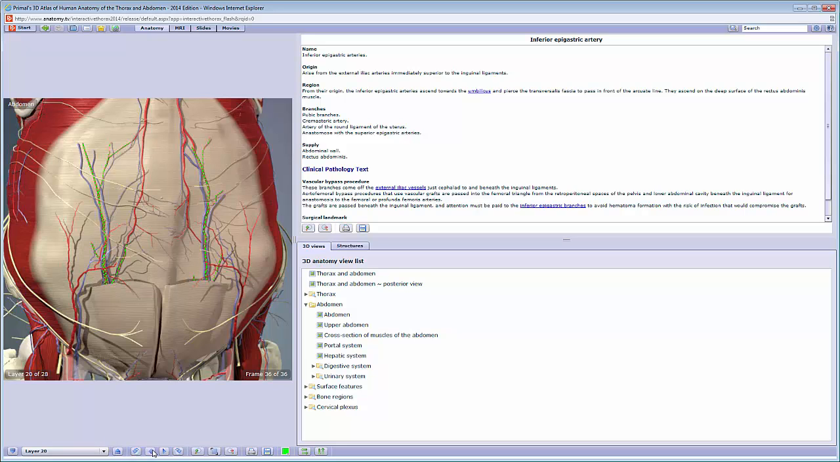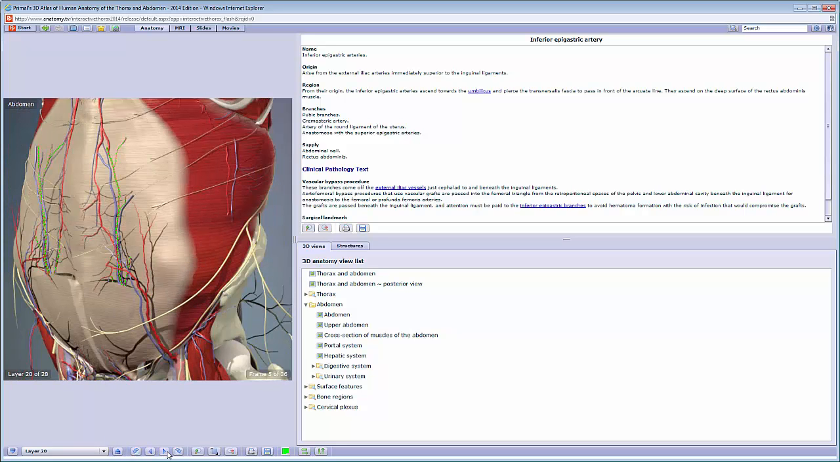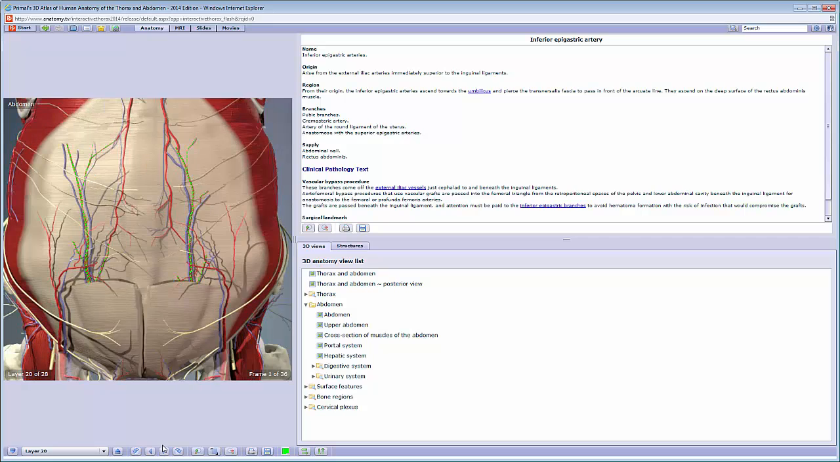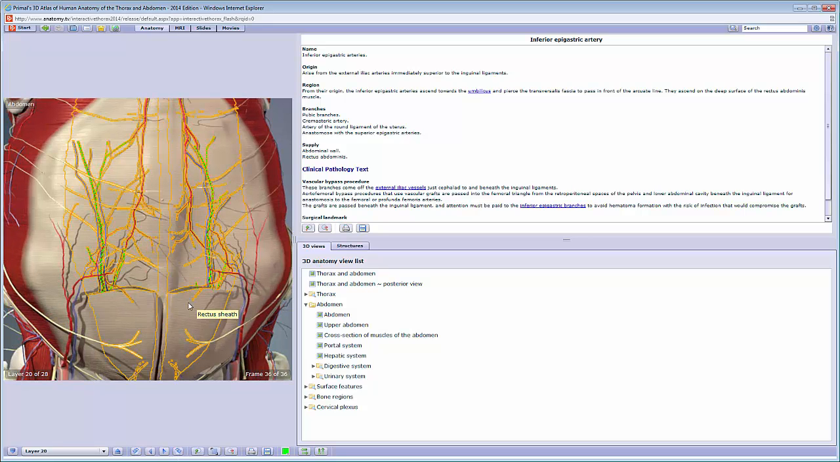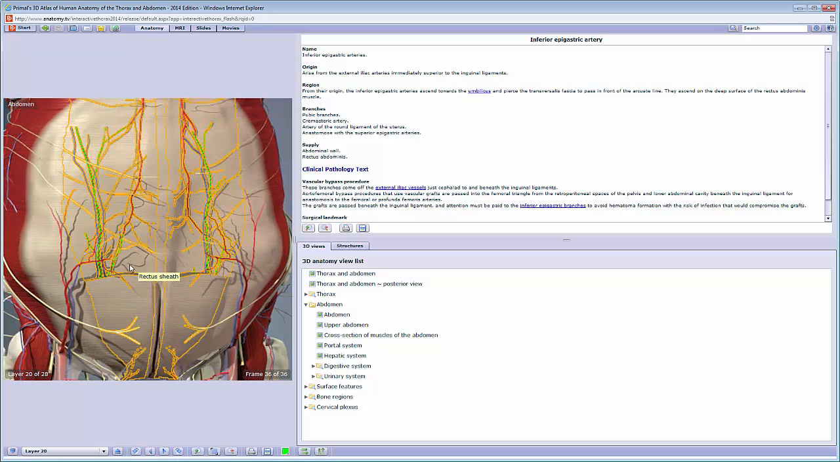Highlighted now are the inferior epigastric arteries on the right and on the left side. This is actually an important landmark and an important region for us to appreciate properly because the inferior epigastric arteries go superiorly from their origin of the external iliac arteries, and then they ascend towards the umbilicus and pierce the transversalis fascia down here, right there where they start passing in front of the arcuate line.